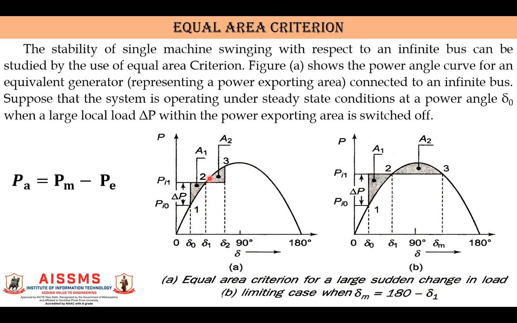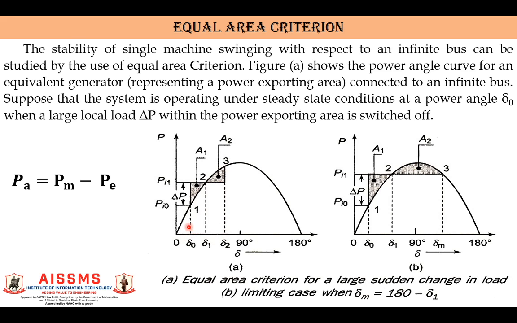So whatever kinetic energy is lost during 2 to 3 is shown by the dotted area, and that area is represented by A2. This area is also called the decelerating area. So when the rotor is accelerating, it will move from 1 to 2, 2 to 3. The corresponding angle at 1 is delta 0. The corresponding angle at point 2 is delta 1, and the corresponding angle at 3 is delta 2.